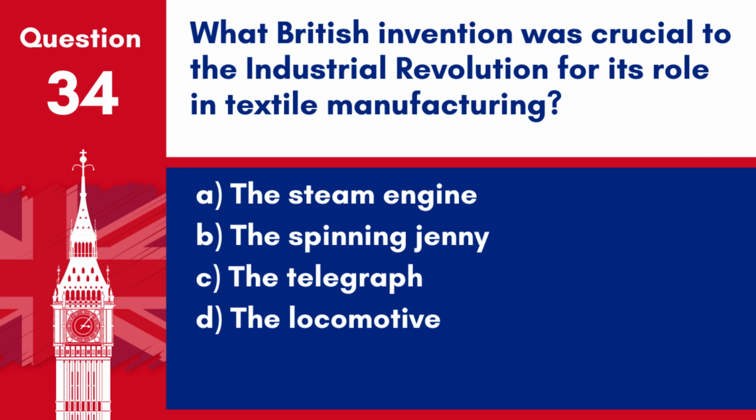A. The steam engine. B. The spinning jenny. C. The telegraph. D. The locomotive. Answer: B. The spinning jenny. The British invention crucial to the Industrial Revolution for its role in textile manufacturing was the spinning jenny.